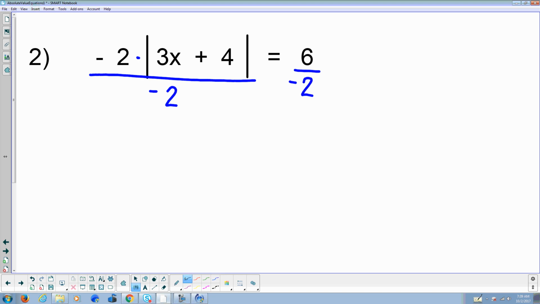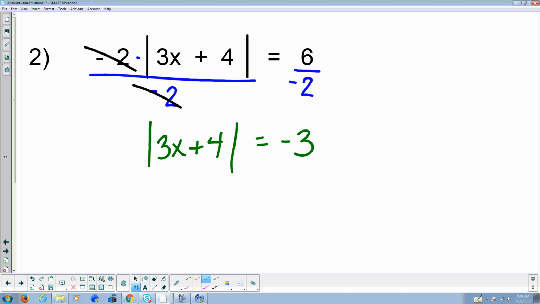So when I divide, negative 2 divided by negative 2 is going to cancel or divide to be 1. I'm rewriting this as the absolute value of 3x plus 4 is equal to 6 divided by negative 2, negative 3. So I've got the absolute value of some expression is equal to negative 3. Now the second step for solving an absolute value equation would be to create 2 problems. So if I'm going to follow through my steps, this would be my next step.